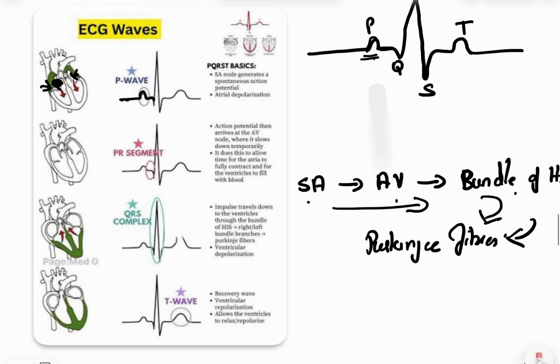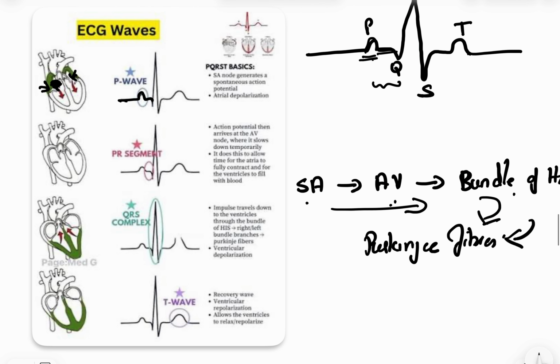Then we come to the PR segment, P to R. What happens in the PR segment? The action potential arrives at the AV node, and it slows down temporarily. Remember, when we were talking about the cardiac conduction system, I said that once the impulse reaches the AV node from the SA node, a small time delay happens there.